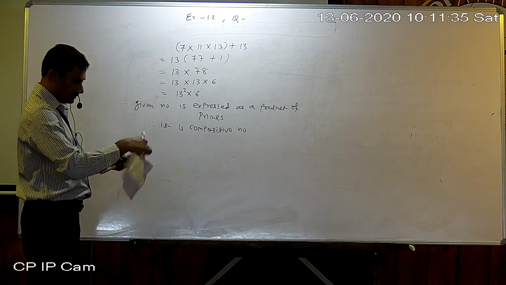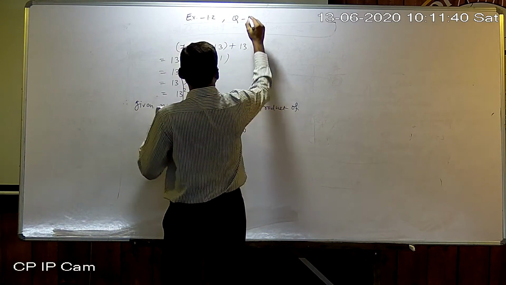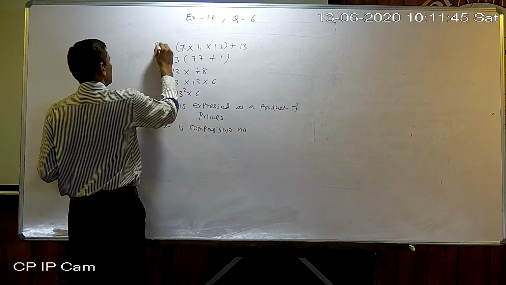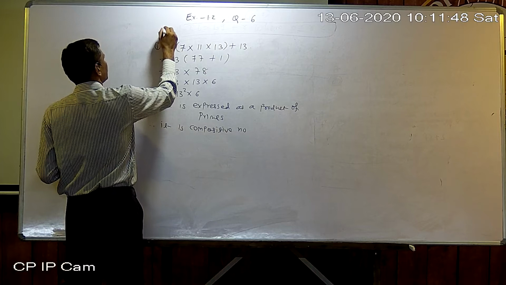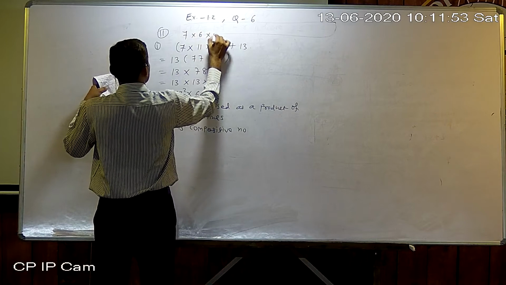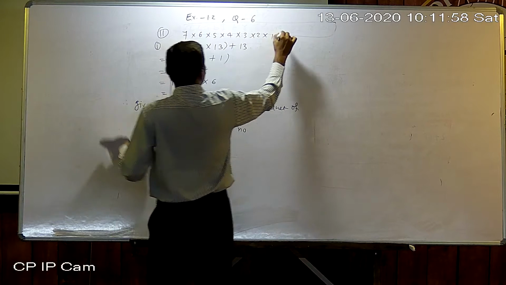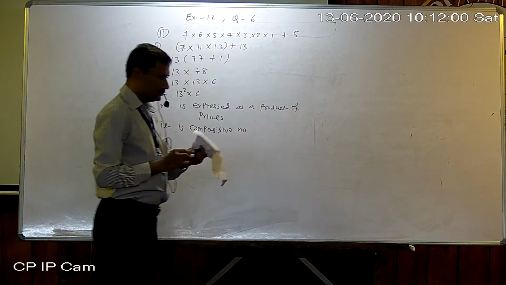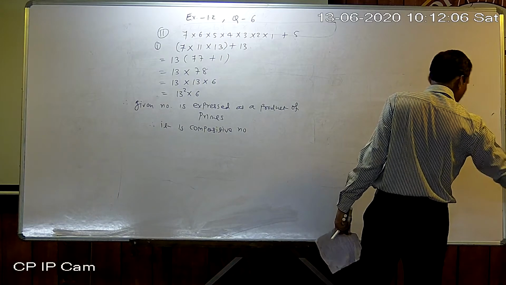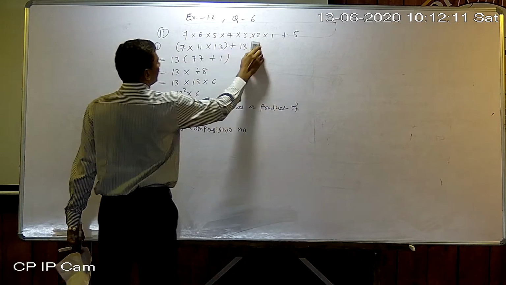Now, just like this one, another number is also given. This question was 6 only, and in 6 only the second number is also given. So now we go to 6 second one. It was written 7 into 6 into 5 into 4 into 3 into 2 into 1 plus 5. In this type of question, there is always something common. Here 13 was common, here 5 is common.